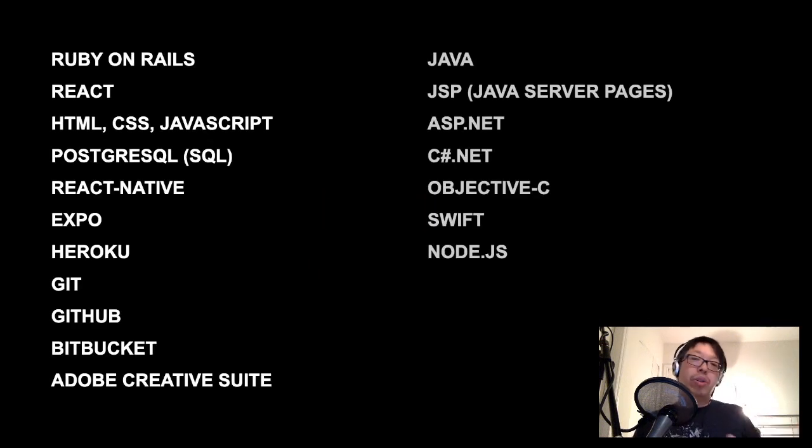But for those of you who are new to this, my day-to-day is on the left: Ruby on Rails, React, HTML, CSS, JavaScript, PostgreSQL, React Native, Expo, Heroku, GitHub, Bitbucket, Adobe Creative Suite. On the right side is stuff I've dabbled with in the past. My original training was in Java, then I moved to JSP, which was my first real foray into web development. I did some ASP.NET, specifically C#.NET, some Objective-C, Swift, and a tiny bit of Node.js. If you have any questions, feel free to ask them. I'm definitely around to take some questions.